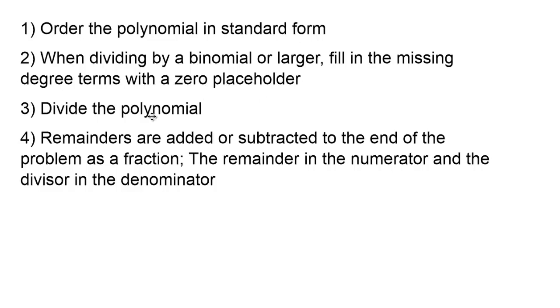Then you go ahead and divide the polynomial. If there happen to be any remainders left, you just add or subtract them to the end depending on what the sign of the number is. But you write them as a fraction, and the numerator will be the remainder and the denominator will be the divisor of whatever you're dividing by.